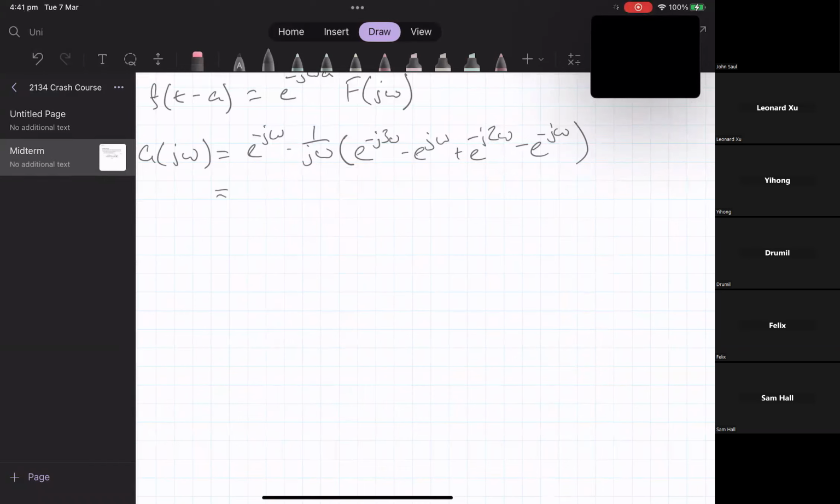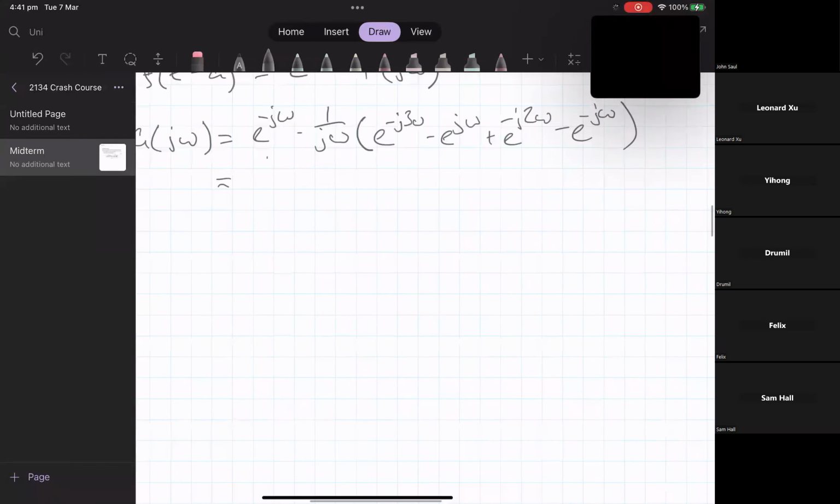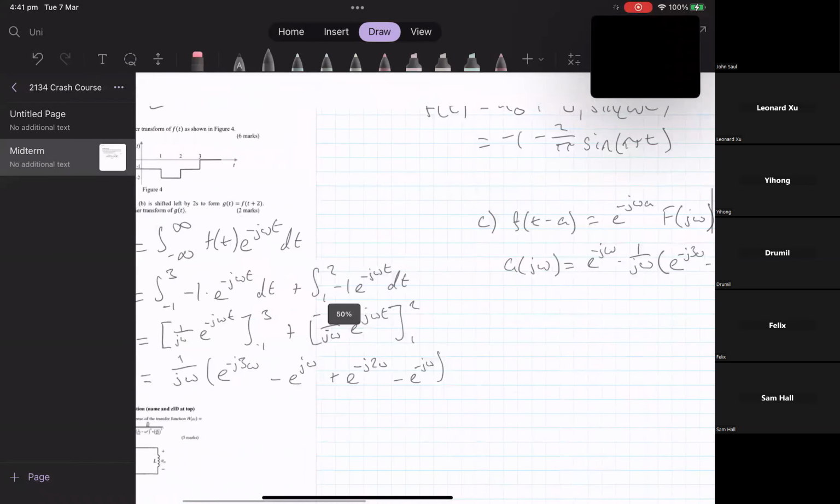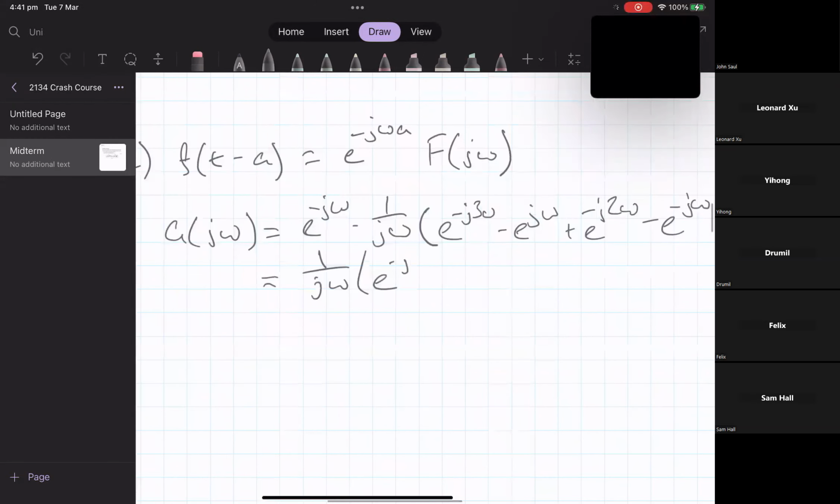And then we know from exponential rules that we just add the angles using Euler's form. We get j omega equals, sorry, we have -j2 omega up here.